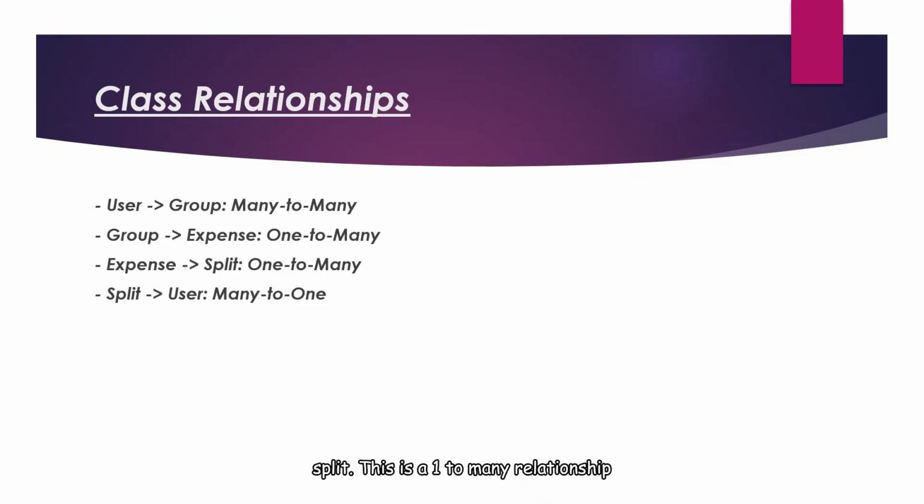Expense to split. This is a one-to-many relationship where an expense can have multiple splits. Each split assigns a portion of the expense to a specific user. Balance sheet. The balance sheet holds a many-to-one relationship with both the user and the expense classes, tracking balances between users and ensuring that debts are properly recorded and simplified. By clearly defining these relationships, we ensure that each class interacts in a straightforward, predictable manner.